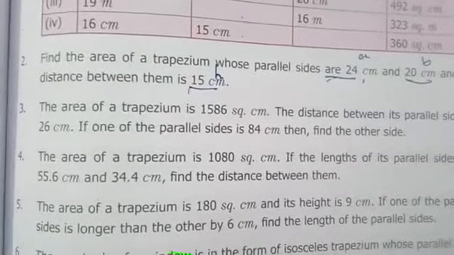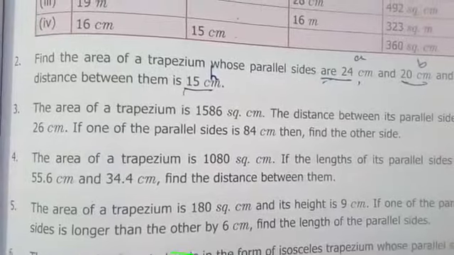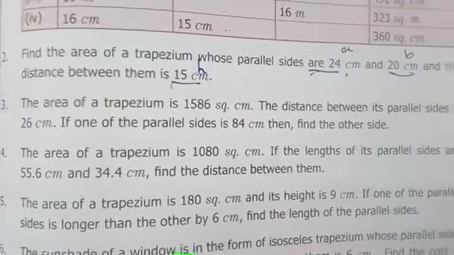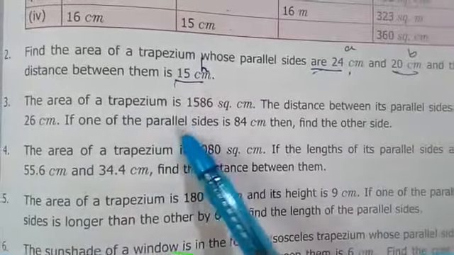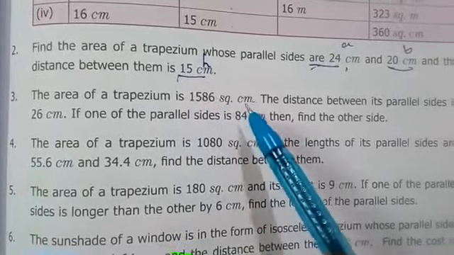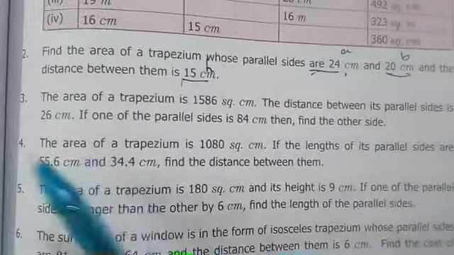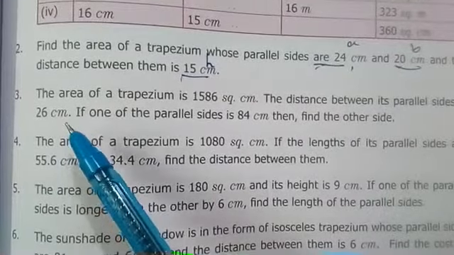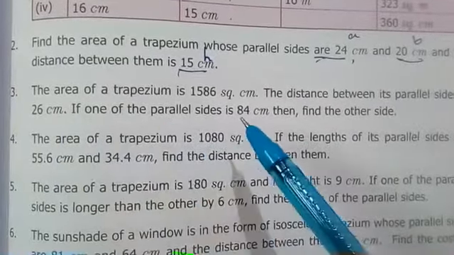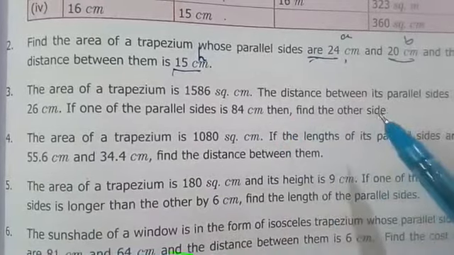Students, in this video you are going to learn about third problem to seventh problem. Now third problem, the area of a trapezium is 1586 square centimeter. Distance between its parallel sides is 26 centimeter. If one of the parallel side is 84 centimeter, then find the other side.